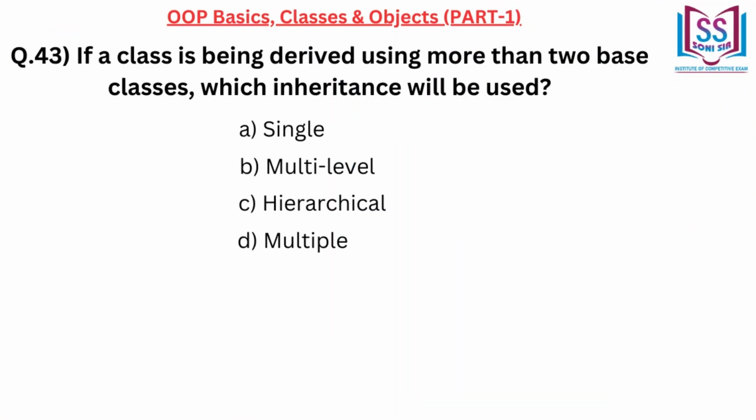If a class is being derived using more than 2 base classes, which inheritance will be used? A. Single. B. Multilevel. C. Hierarchical. D. Multiple. Correct answer, D. The statement given is the definition of multiple inheritance with respect to the derived class. The concept can be illustrated with many other samples, but the main aspects are base class and derived class only.